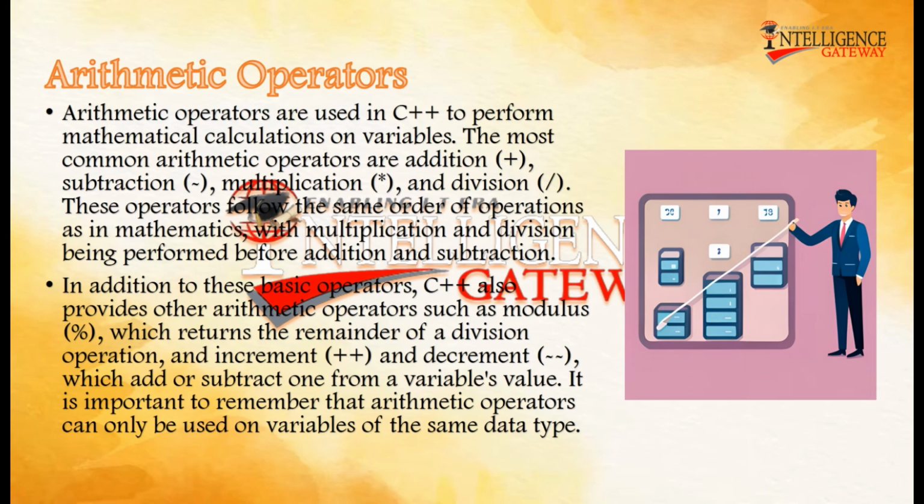The most common arithmetic operators are addition (plus), subtraction, multiplication, and division. These operators follow the same order of operations as in mathematics, with multiplication and division being performed before addition and subtraction. In addition to these basic operators, C++ also provides other arithmetic operators such as modulus, which returns the remainder of a division operation, and increment and decrement, which add or subtract one from a variable's value. It is important to remember that arithmetic operators can only be used on variables of the same data type.